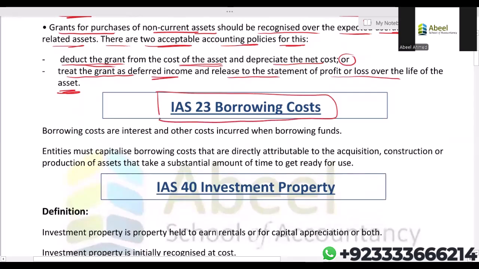Borrowing cost. Simply, borrowing costs are interest and other costs incurred when borrowing funds. Student, read it again. Borrowing costs are interest. We know that. What is interest? What is finance cost? And they are saying, and other costs incurred when borrowing what? Funds. Now, please try to understand.